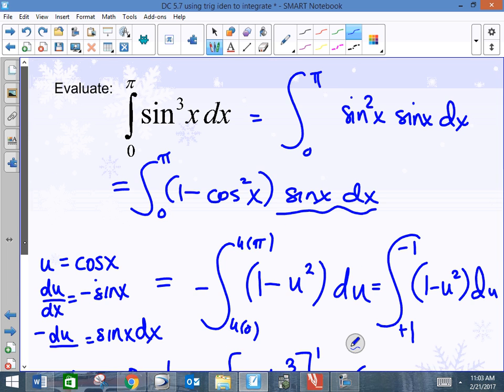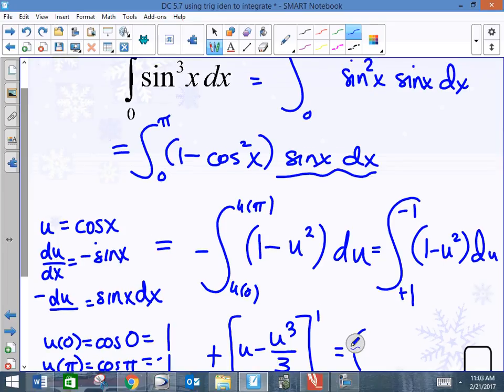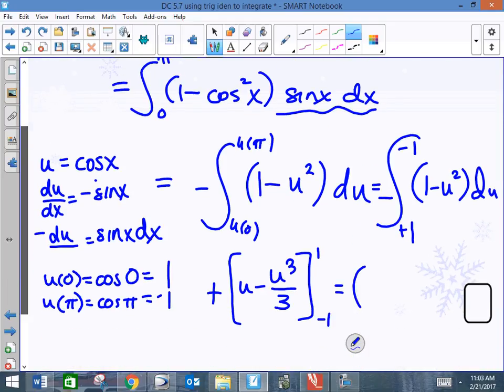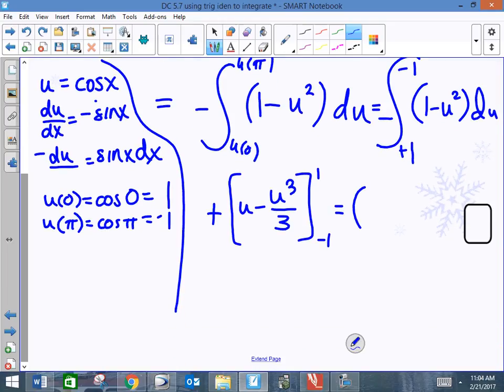Okay. Back up. U of 0 was 1. U of pi was negative 1. This negative is still here. If I don't want to deal with that negative, would it make more sense to switch these around, and now the negative's gone, right? Makes more sense to me. I'm doing it. Okay, so we're plugging in a 1. Emily? Okay. And we're plugging in a negative 1. Kathleen? Negative 1 third. Okay. All right.